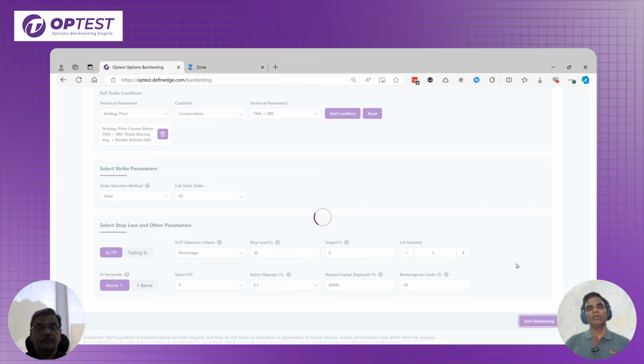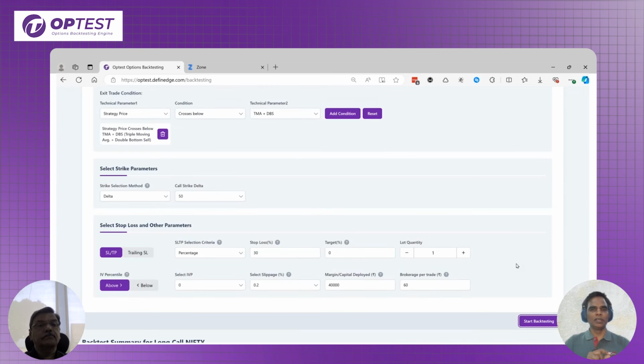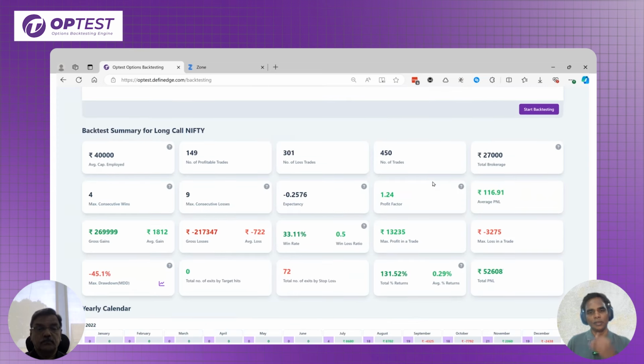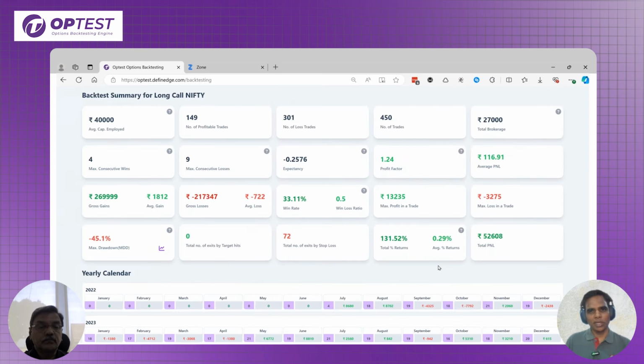In the case of PNF and Renko charts, the backtesting might be a little bit slow because first it has to plot the PNF charts, the patterns and everything. So it's a little bit slower than a simple line chart. That you will see in this case. Okay, so this looks like a good strategy. But expectancy is less. I don't know why.